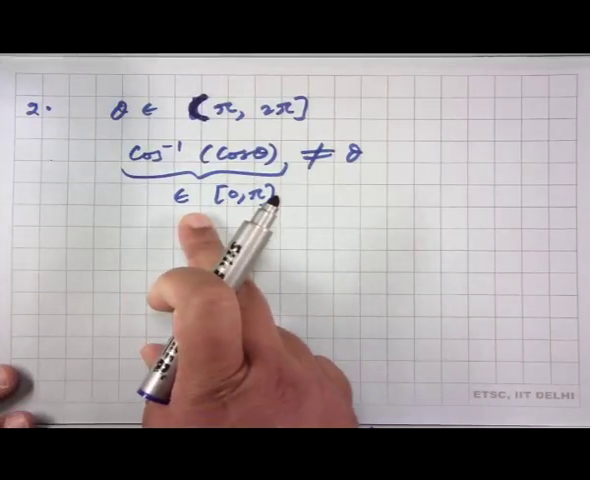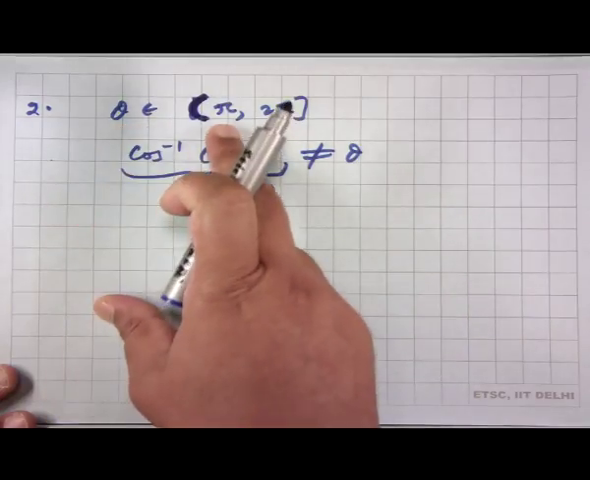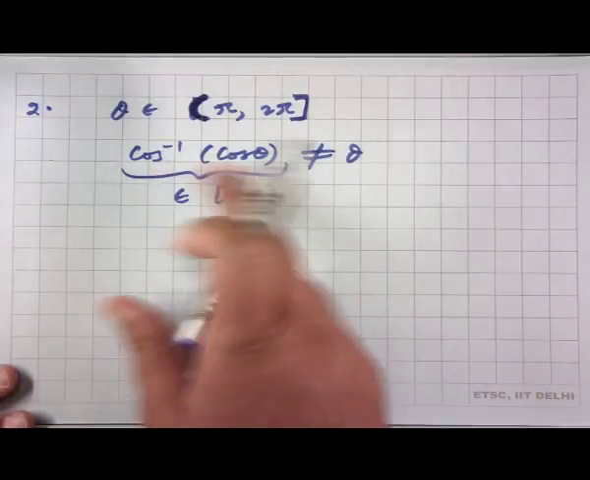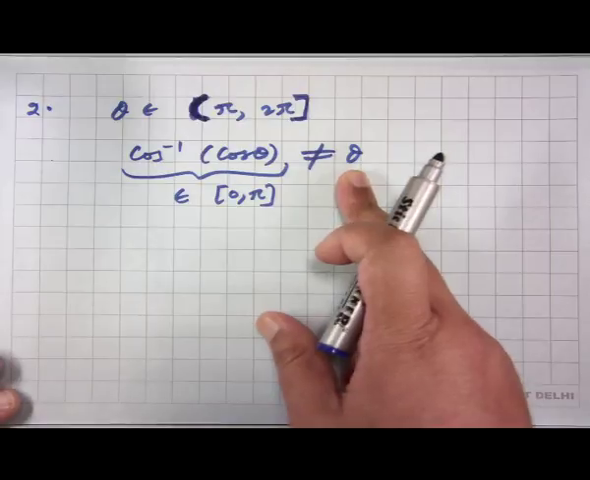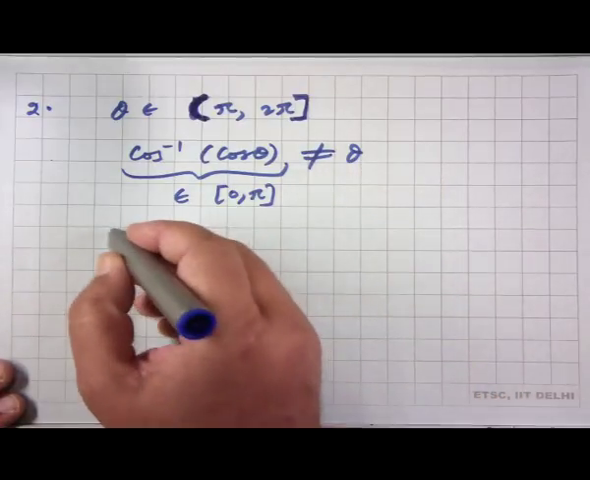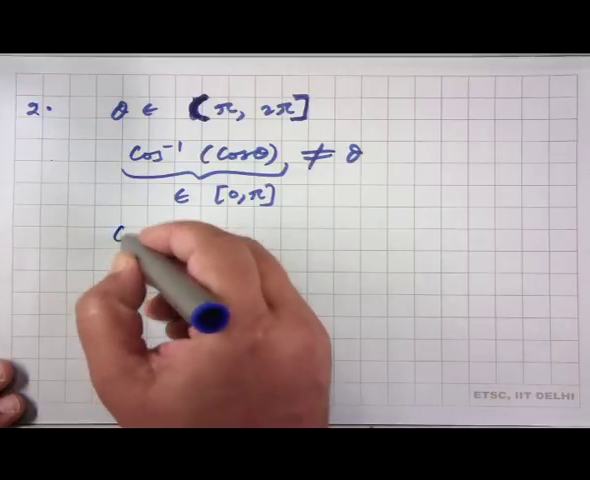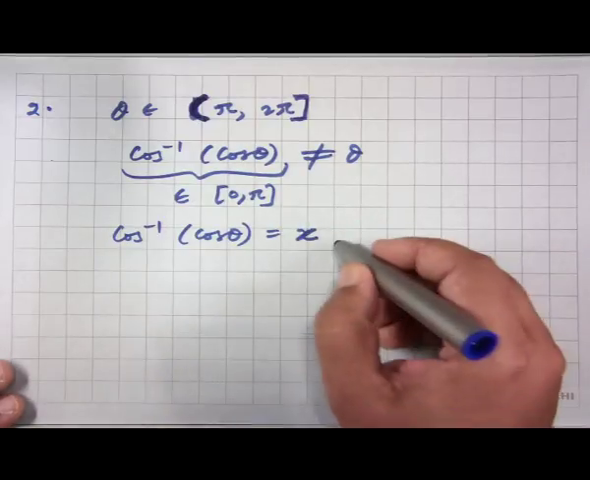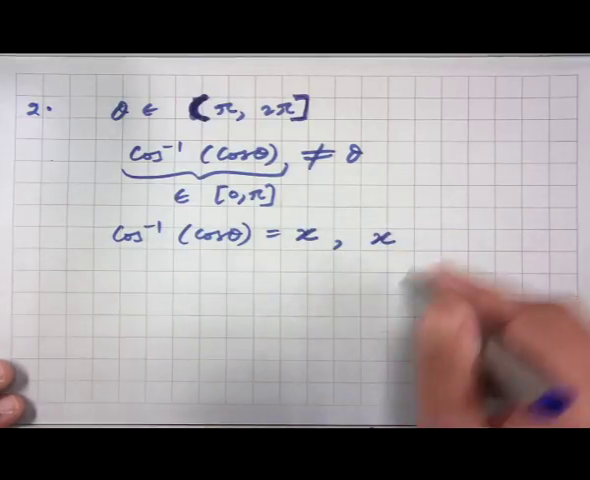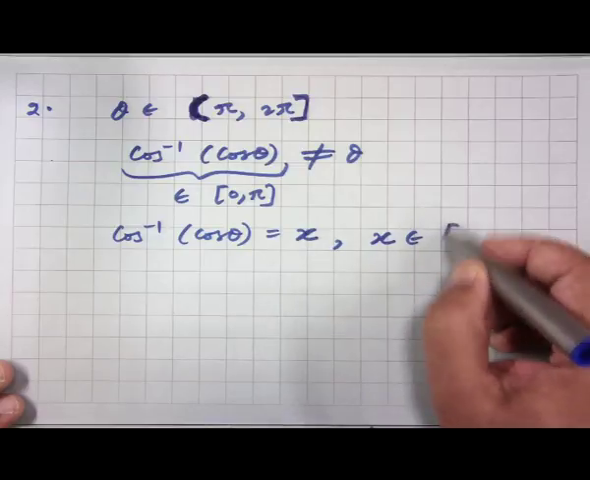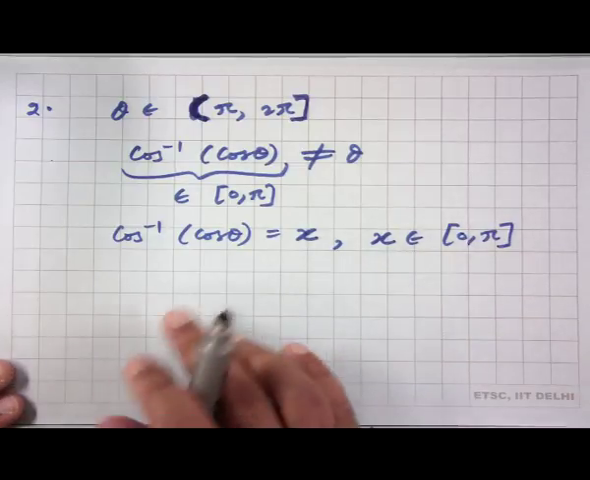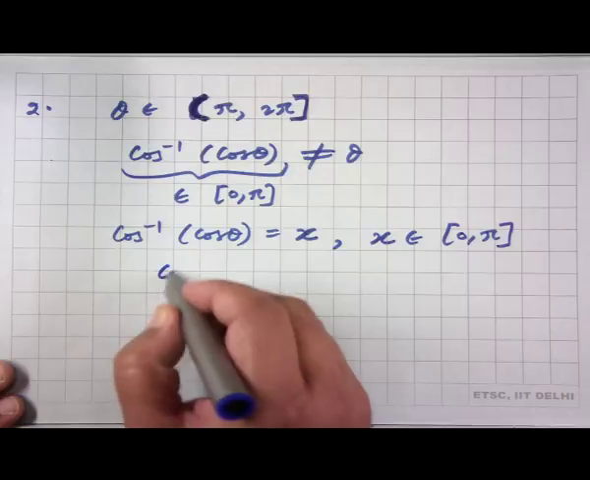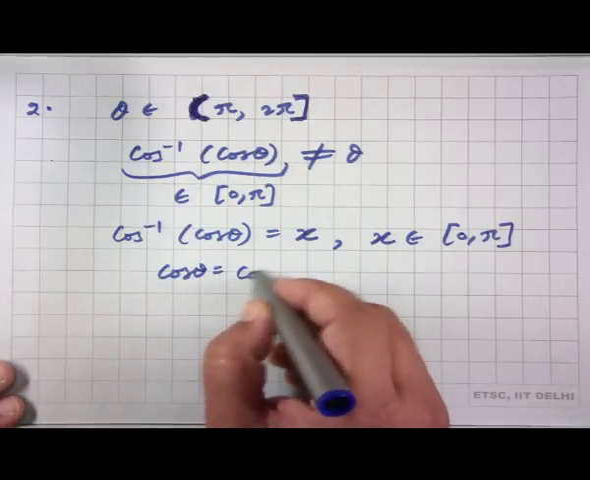Now it is clear that for the second case, when theta belongs to pi to 2 pi, cos inverse of cos theta will not be equal to theta. So how do we find the value of cos inverse of cos theta? As usual, let us say this is equal to some x. Then x has to belong to 0 to pi, which is the range set of the cos inverse function, and if we apply the cosine function on both sides, we get cos theta equal to cos x.